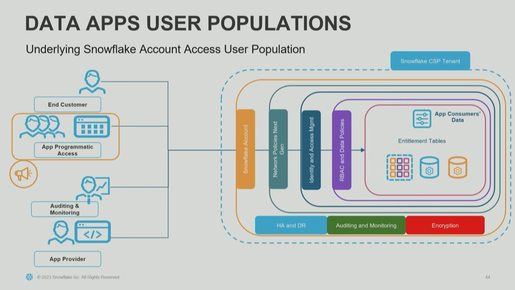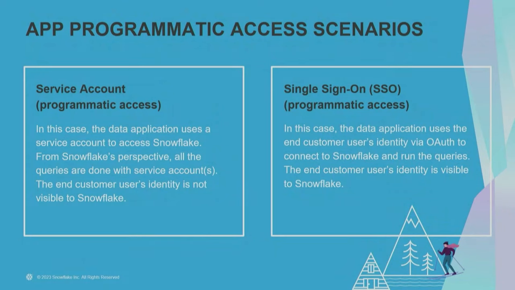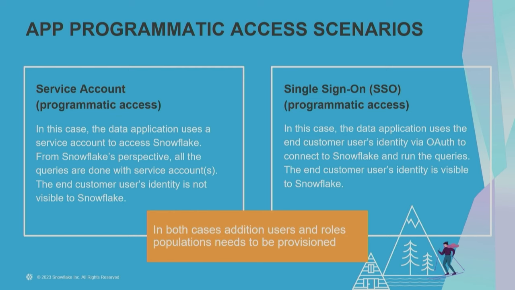Now, I want to focus a little bit more on the programmatic access. And here you have two different options: service account programmatic access and single sign-on programmatic access. In the service account, the application has a specific service account, one or more, to connect to Snowflake on behalf of the app consumer and customers. All your queries will be run under that service account identity. Snowflake won't be able to see the end user identity in that use case. From a single sign-on perspective, all the queries will be run under the end consumer or end customer or app consumer user identity, and they will be using OAuth to authenticate to Snowflake. Now, in all cases, by the way, you need to provision users and roles in Snowflake. So the user should be created in Snowflake to be able to connect to Snowflake.